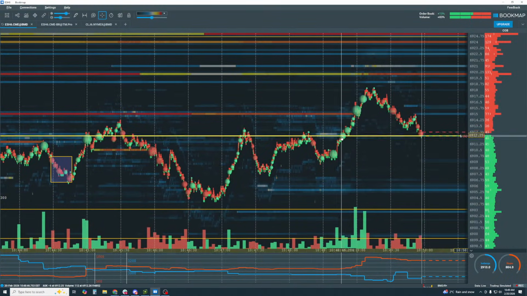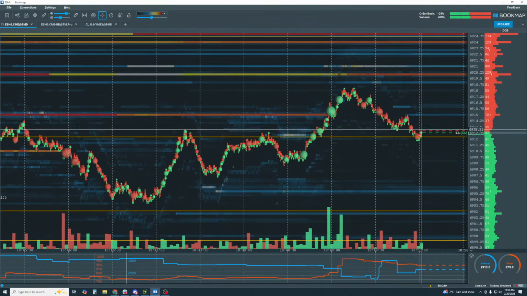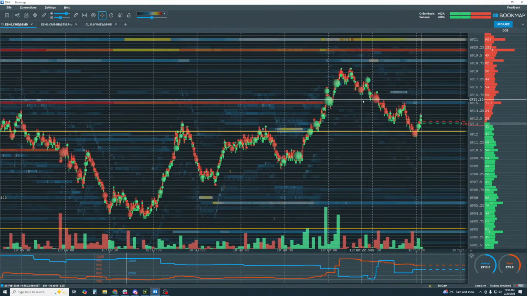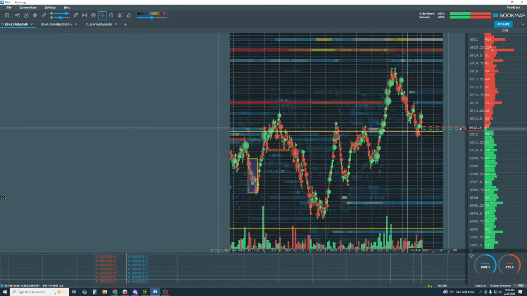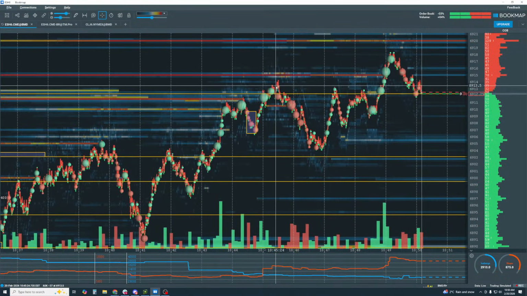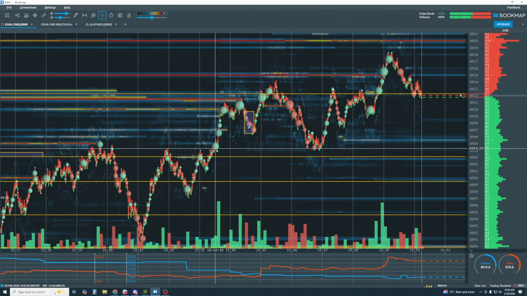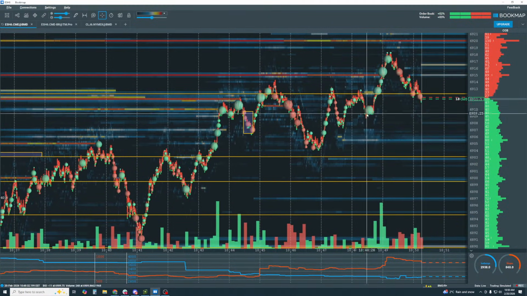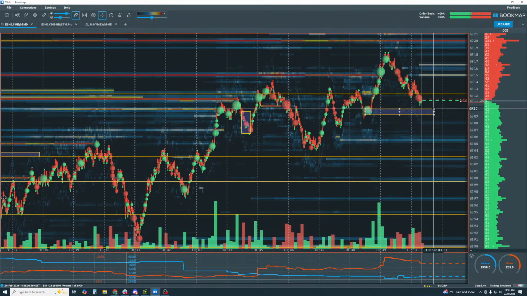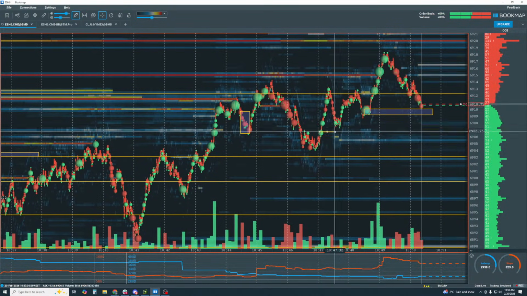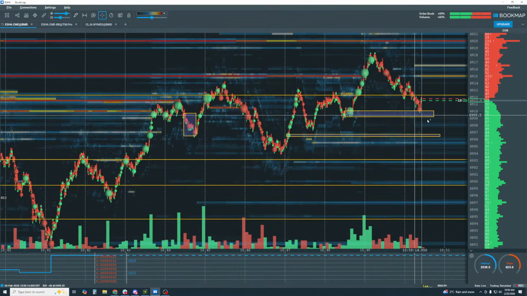Okay, look at this pullback all the way back to where we just broke out from. This too was a pretty deep pullback, all the way back to where they bought here. So then, let's take a look at this. If that's the case, then what about a pullback to here where they bought? Or maybe here, and then see a reaction.